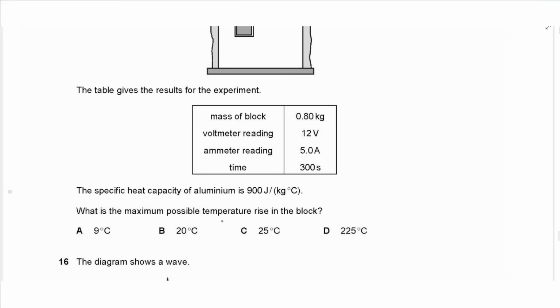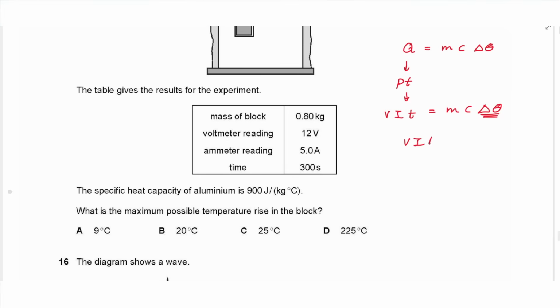What is the maximum possible temperature rise in the block? So we use the equation Q is equal to mc delta theta, or delta T, but Q can be converted to power multiplied by time, or electric power can be converted to voltage times current times time, equals mc delta theta, and we need to calculate the change in temperature.